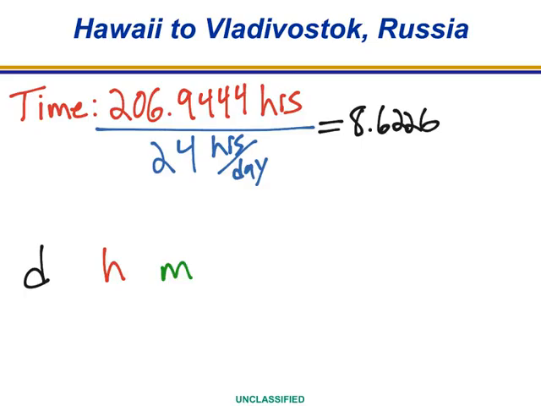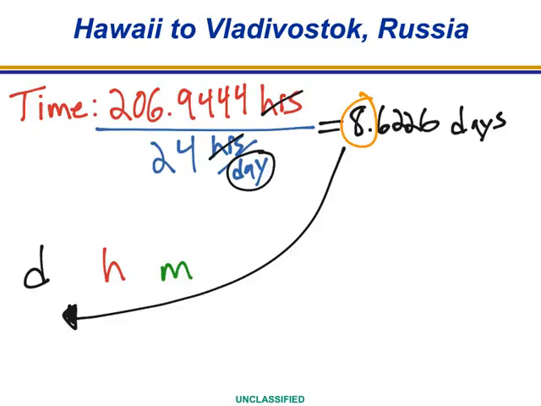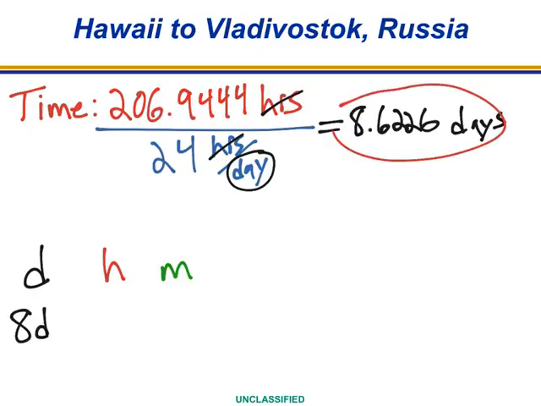8.6226. Now looking at the units, we have hours, hours, and days. Since we're dividing hours by hours, those cancel out, and we're left with just days. So this is 8.6226 days. So since it's going to take us more than 8 days, we're going to take the whole number, the 8, and move it over here. So in our calculators, we have this number, 8.6226 days. We're going to leave it in our calculator and just subtract 8, so we're left with just 0.6226 days.